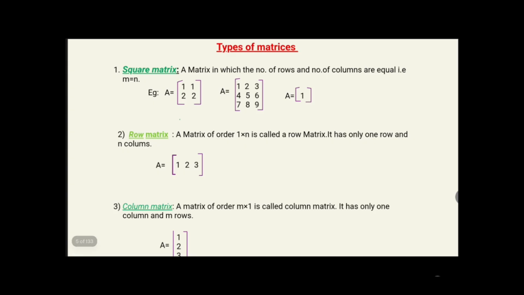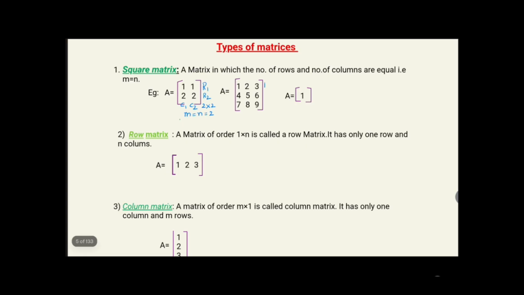The first one is square matrix. In a square matrix the number of rows and columns are equal. If m is equal to n, that is number of rows is equal to number of columns, then we call it a square matrix. Okay, here in the first example, this is R1, R2, this is column 1 and column 2. So we have 2 rows and 2 columns. That means m is equal to n is equal to 2. This is a square matrix.